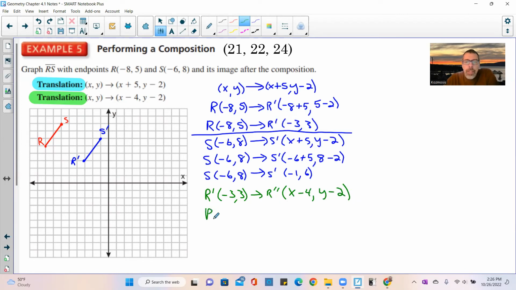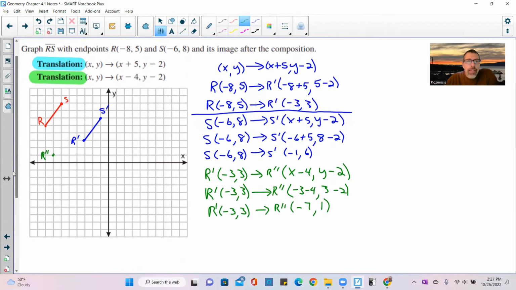Okay, so I'm going to take R prime, which is negative 3, 3, move it to R double prime, which is X, which is negative 3 minus 4 comma Y, which is 3 minus 2. So my R prime, negative 3 comma 3, is going to become R double prime after my translation, and it's going to be at negative 7, 3 minus 2 is 1. So I'm going to go left 1, 2, 3, 4, 5, 6, 7, and up 1. That's right here, and that is R double prime.